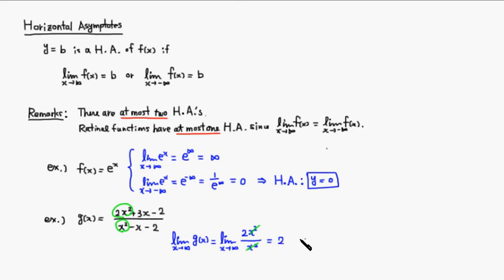Which means that we have a horizontal asymptote. The horizontal asymptote is going to be y equals 2. So we can find the horizontal asymptote using the limit at infinity. All right, that's it. I hope that this was clear.